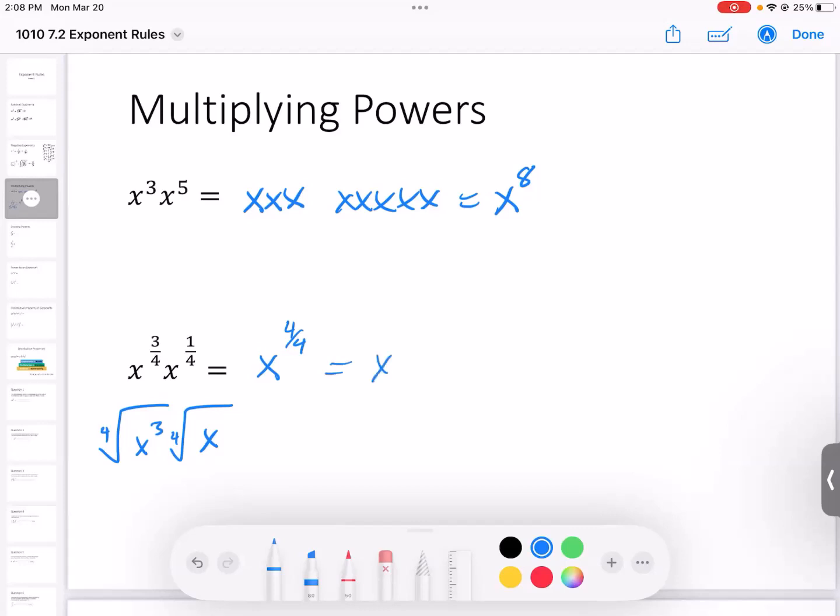And you would get the same answer here because this is actually the multiplication rule that we learned last class. Because if you have 2 roots that are multiplied together, you could combine them into a single root, kind of undoing what we did last class. And you'd have the 4th root of x to the 4th. Well, the 4th root of x to the 4th is just x. So you get the same answer either way, but I think this method is way easier. Any questions on multiplying powers?